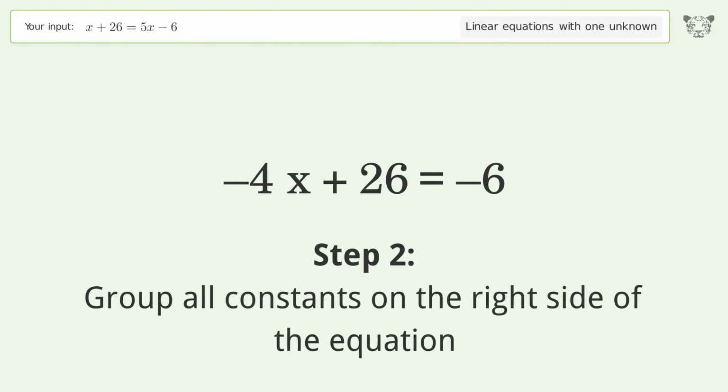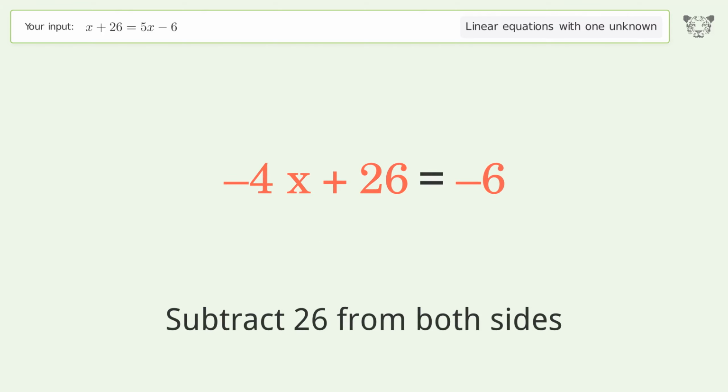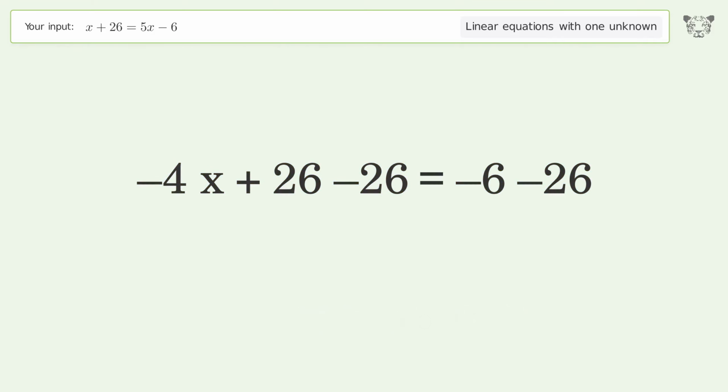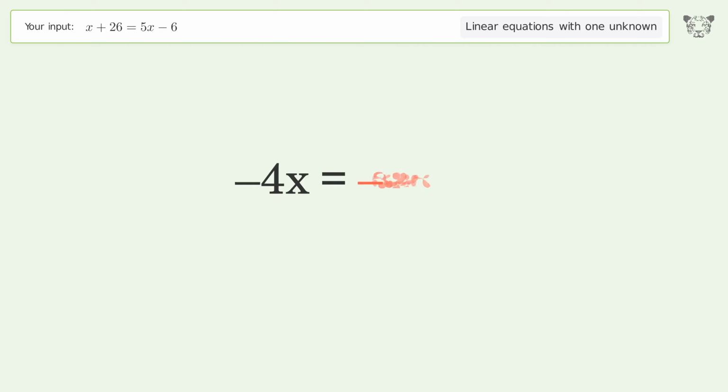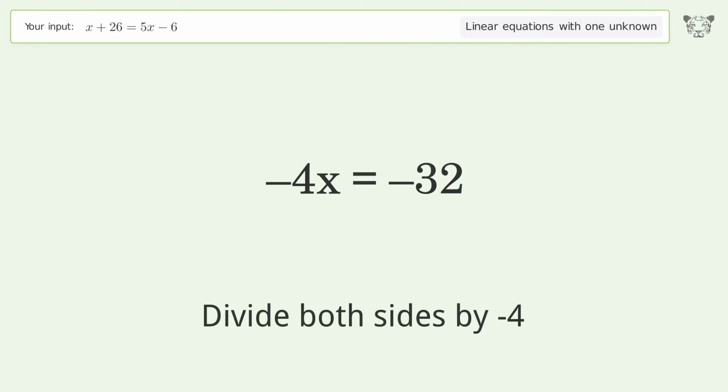Group all constants on the right side of the equation. Subtract 26 from both sides. Simplify the arithmetic. Isolate the x. Divide both sides by -4.